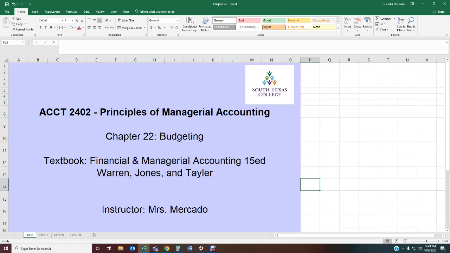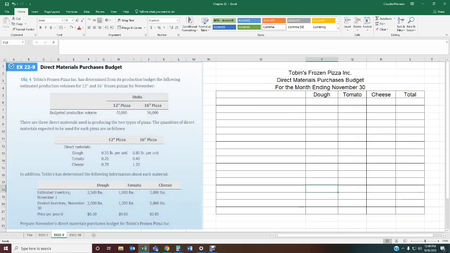I'm going to be covering the next problem for this week's assignments, which is exercise 22.9. This problem deals with direct materials purchases budget. So let's go over the problem and then we can figure out the calculations.